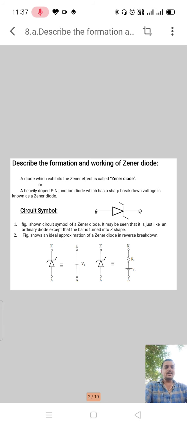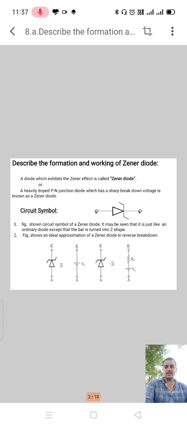Zener diode is similar to a conventional PN junction diode. It has a different mechanism to work, which enables it to have its special applications. And VI characteristics of Zener diode: voltage versus current characteristics of Zener diode.